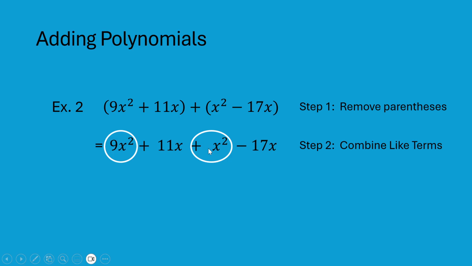Now, if you don't see a number here in front of x or x squared, it's always understood to be 1. Okay? And don't forget to include the sign in front of the term. Okay, so if you enter this in your calculator, it would be 9 plus 1, and that is 10. Okay? And then here we have positive 11x, and that is like terms with negative 17x. Okay, so if you're going to enter this on your calculator, that would be 11 minus 17, okay, which is negative 6x. And that would be your final answer.